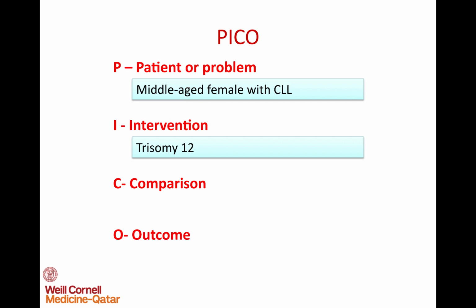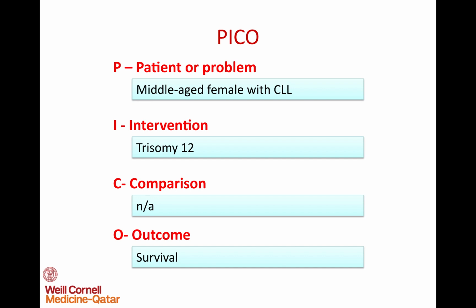So for this particular one, we said our patient is a middle-aged female with chronic lymphocytic leukemia. Now, the intervention is the odd thing about her that we happen to know can have an influence on the course of the disease, and that is the trisomy 12. There is no comparison. We don't really want to compare her to someone who doesn't have that because she simply does have it and there's nothing we can do about it. The outcome is that our patient has asked us how long she's going to live, so it's survival.